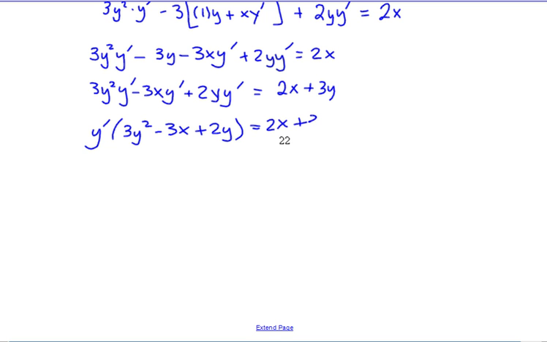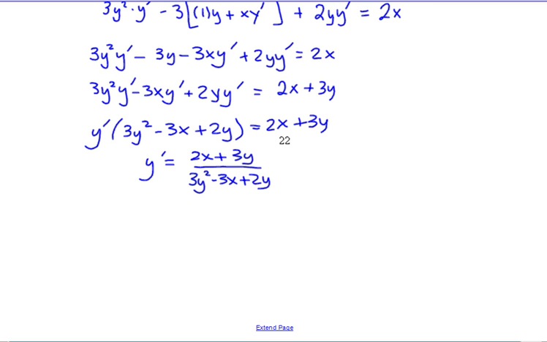And then divide that. No quotient rule. Only if we were doing second derivative, which we're going to learn about tomorrow. And there you go. There's our answer.